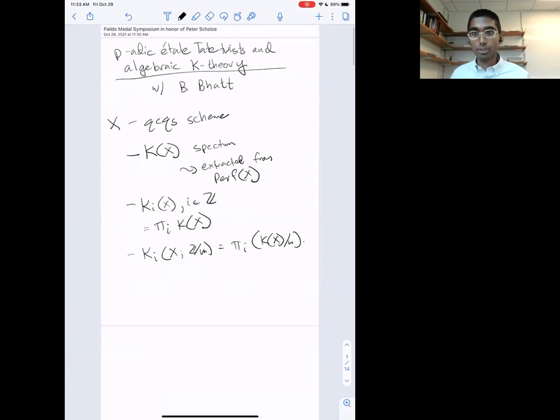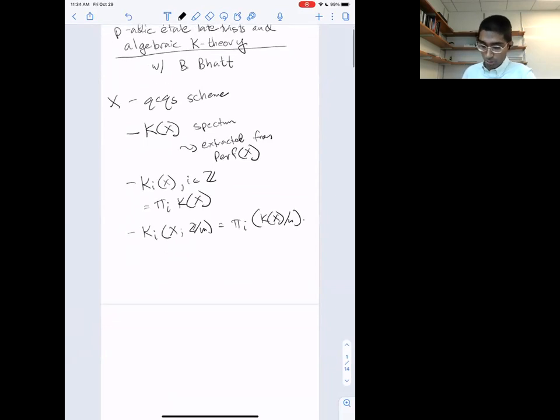What I should say is that K_0 is essentially the usual Grothendieck group. And K_1 has something to do with invertible functions. It's basically in terms of invertible functions on X, at least locally. But in general, the higher K groups are very, very difficult to calculate explicitly.